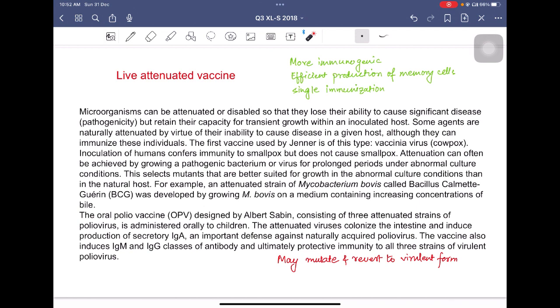Now, live attenuated vaccine was the very first type of vaccine that was developed, designed. There are many advantages of the live attenuated vaccine, like they are more immunogenic.